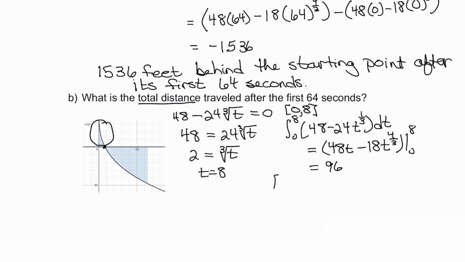Now on the interval from 8 to 64, when we evaluate that definite integral of our velocity function, we have our antiderivative that we're using. We're going to evaluate that from 8 to 64, plugging in the 64 minus plugging in the 8. For that value, we get a negative 1,632.